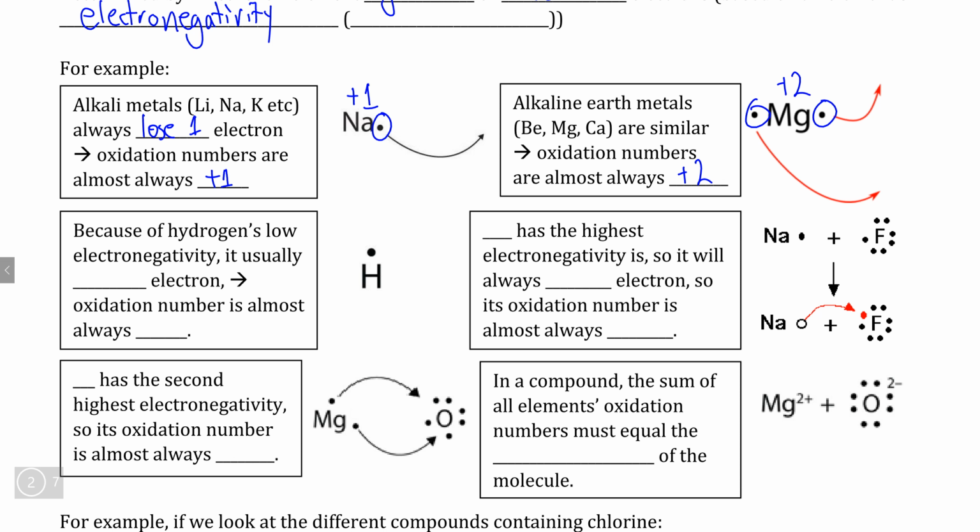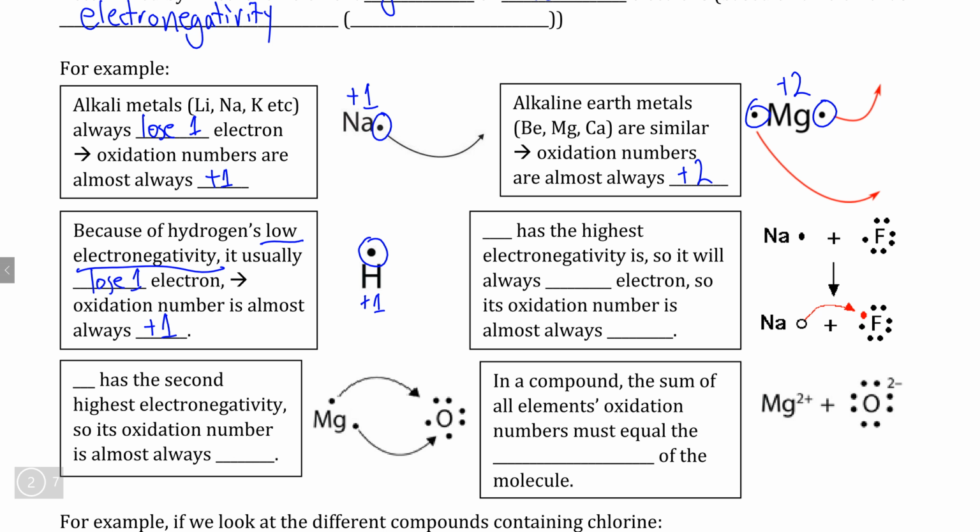Now, hydrogen is not an alkali metal, but it exists basically within the same group because it has the same two characteristics: a low electronegativity, especially compared to other nonmetals, and a single valence electron, which means it is almost always going to lose one electron and therefore have an oxidation number of +1, just like the alkali metals. Although with hydrogen, this can go either way in certain circumstances.